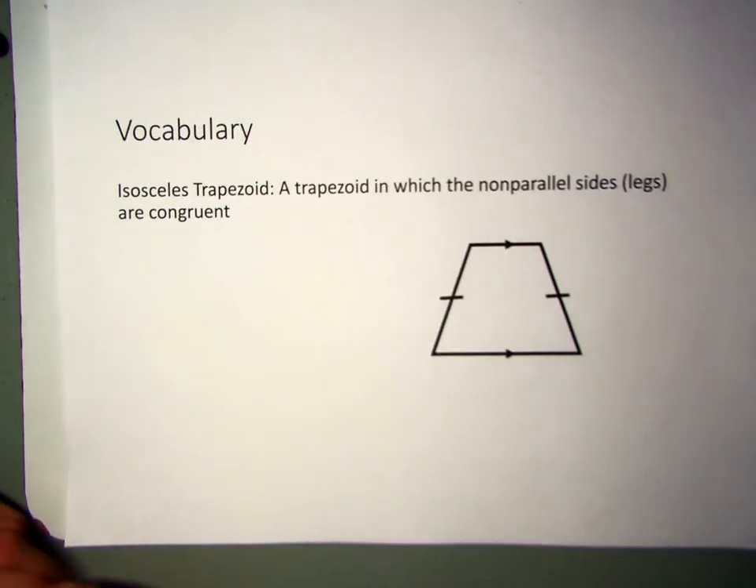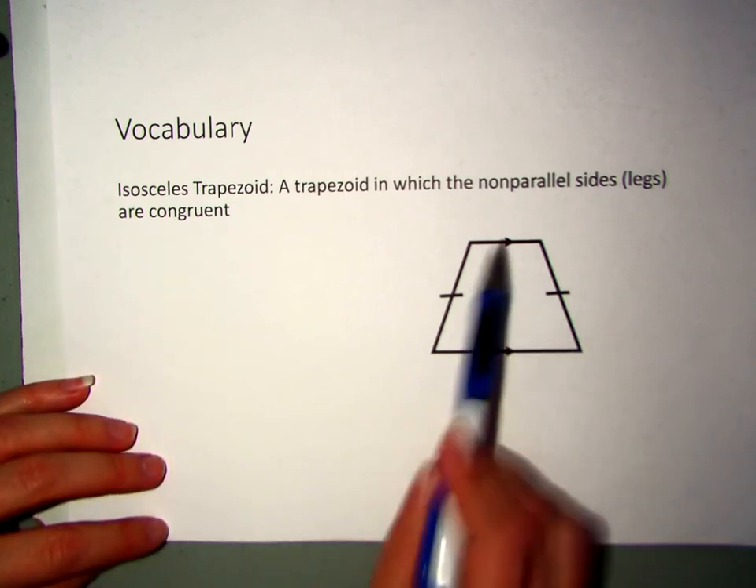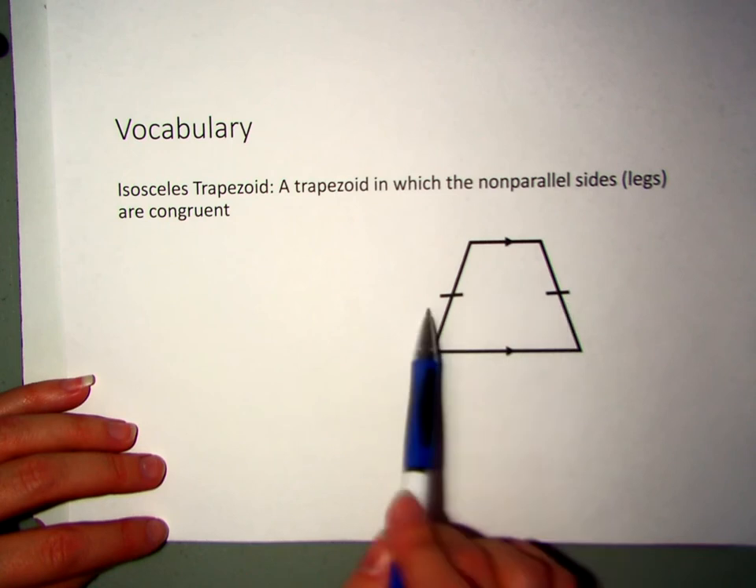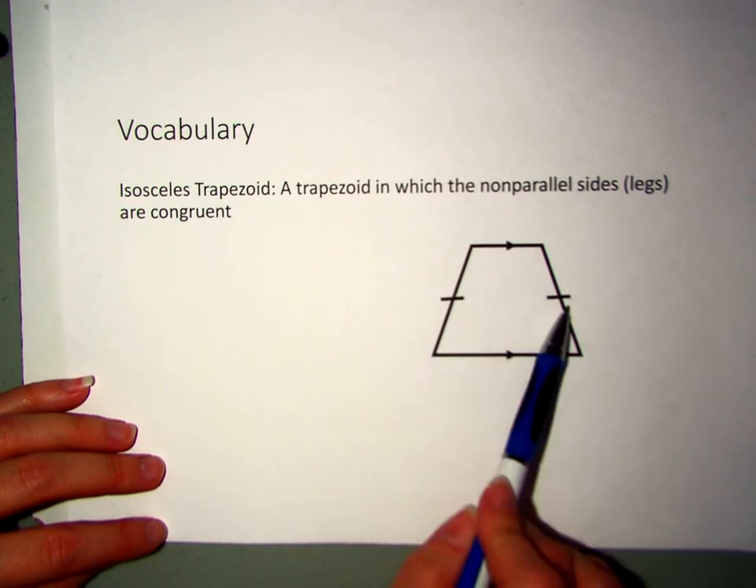And finally, an isosceles trapezoid is a trapezoid in which its non-parallel sides, so these are the two sides that are parallel, so we're talking about these non-parallel sides, called the legs, are congruent. So that is your quick tutorial on quadrilaterals and polygons.